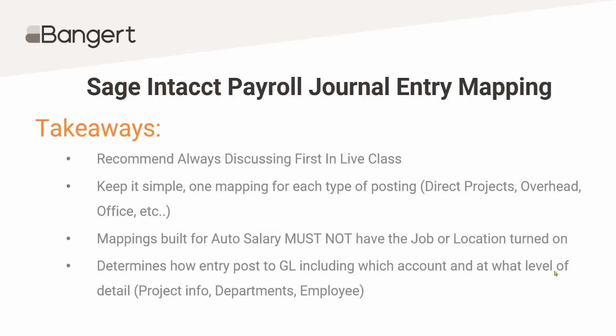You're also going to be able to determine for each one of those mappings whether you want to turn on or off project information. So if this is a direct projects mapping or posting, you want to hit your burdens. You want your employer FICA, employer Medicare to hit the project. So for that debit side of the entry, you want to make sure you turn on project detail so that we can get job costing by project. You may also want to turn on detail for departments. You may also want to see in your general ledger within that project, each individual employee that was posted to it.